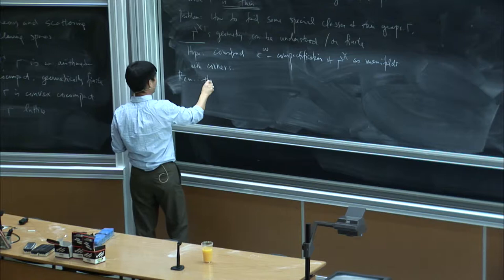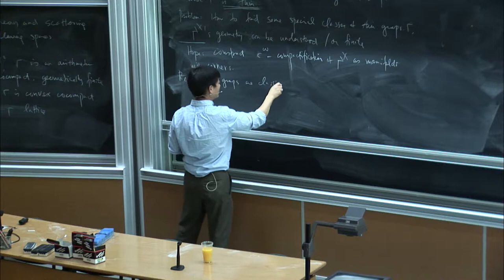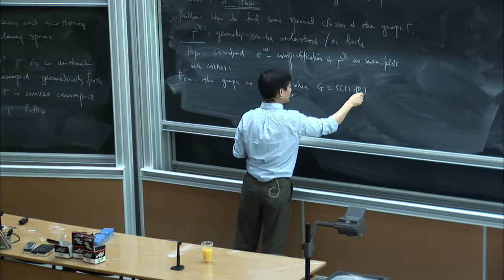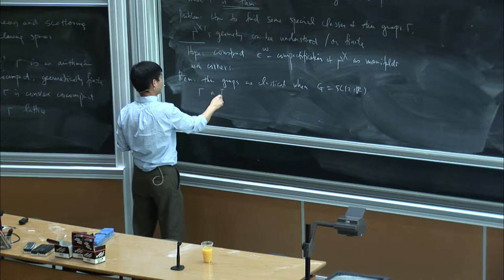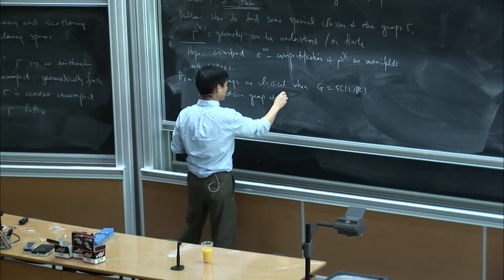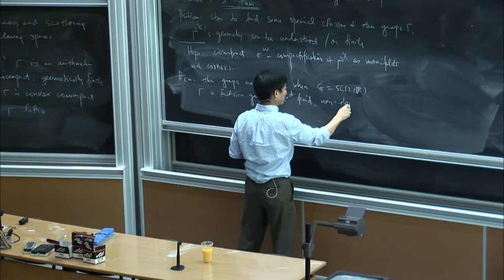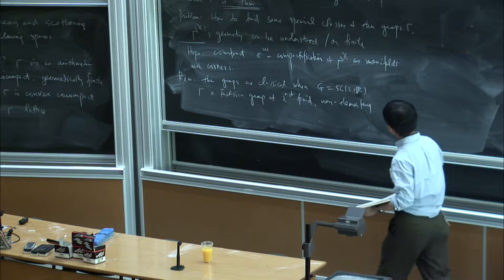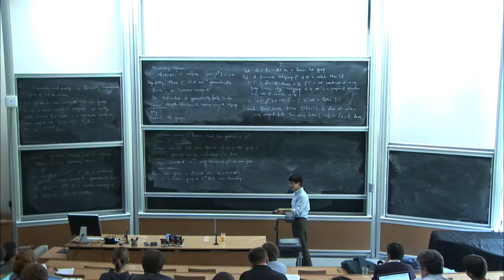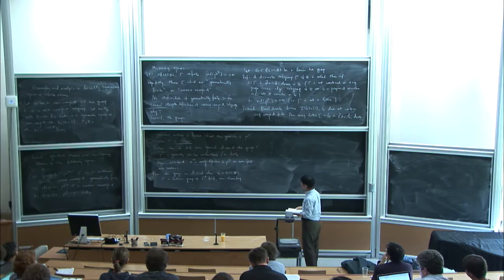A classical. When G equals SL2R, right? Essentially, this is a function group of second kind, non-elementary. Because we don't have many linear sub-algebraic groups to consider. So this is a well-known classical group, in topology or classical analysis.